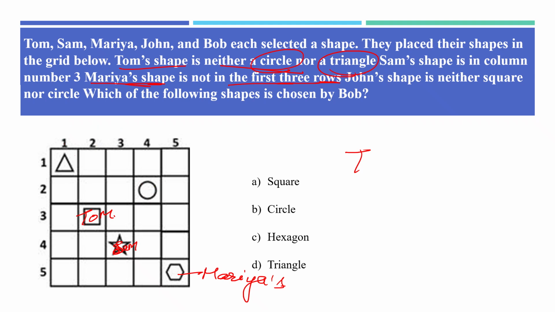Okay, not in the first three. John's shape is neither a square nor a circle. This is not John's. So obviously this is John's. And left out is Bob. Bob is a circle. What is the question actually? Which of the following shapes is chosen by Bob?